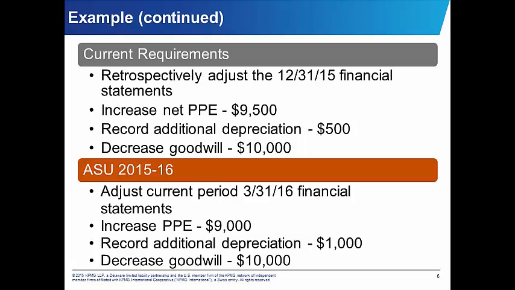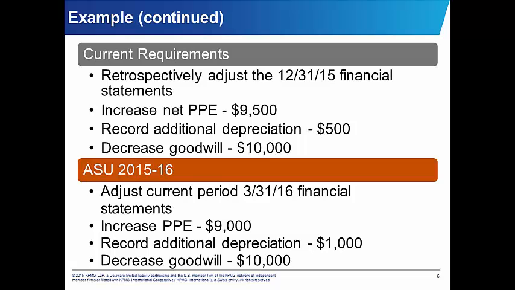They would do this by recording an increase to PP&E of $9,500, which represents the $10,000 increase to the fair value over the provisional amounts that were recorded, less the $500 in depreciation that needs to be recognized for the last 3 months of the year. They would increase depreciation in the income statement by $500 and reduce goodwill by $10,000 since the PP&E had more value than initially estimated in the provisional amounts.